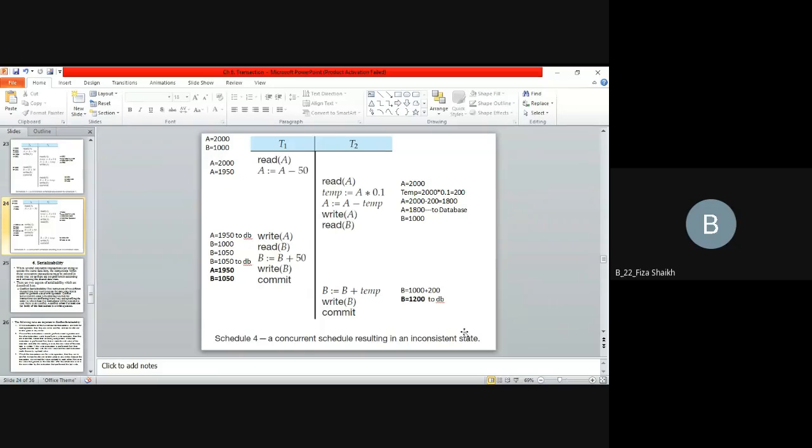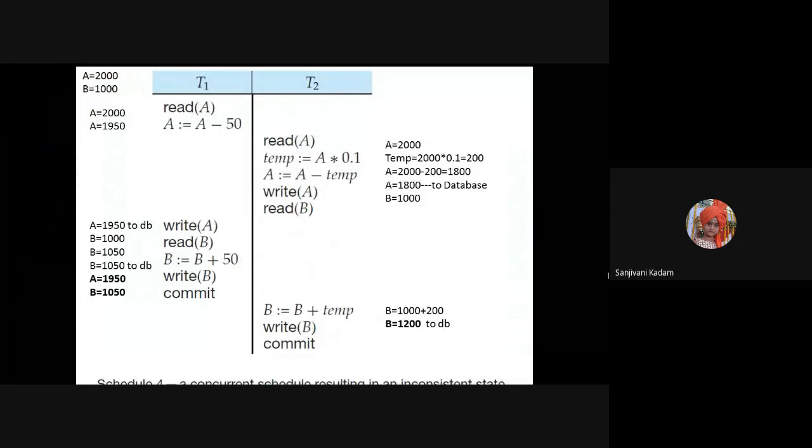So this was regarding the schedules which keep our database in an inconsistent state. Inconsistent state means that neither the value of B nor the value of A is correct, and hence the database is left inconsistent. That's why we desire that whenever we execute transactions concurrently, they should always keep our database in a consistent state, and the concurrent schedule should always be equal to a serializable schedule.